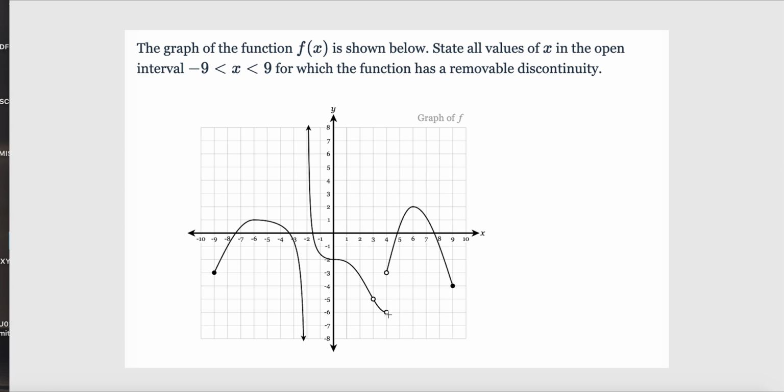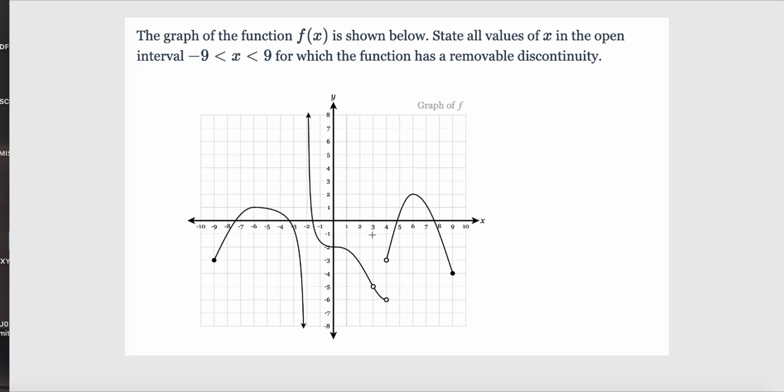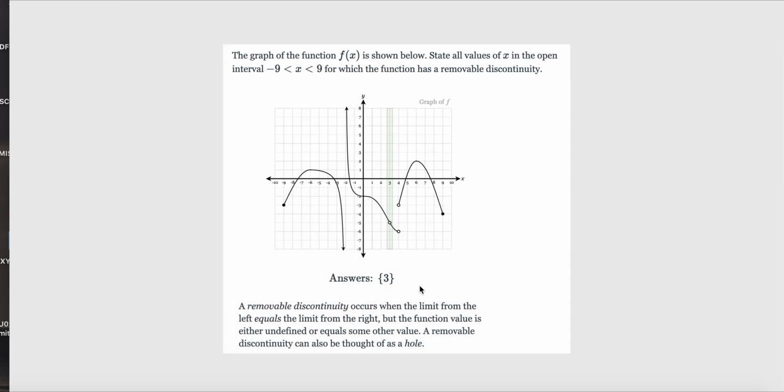This is a jump discontinuity, where there's a break in the graph, and you can clearly see a jump. As I come down, it looks like it would be continuous except for this location. This is where the x value of 3 shows a discontinuity that is removable. That's what you would type in.